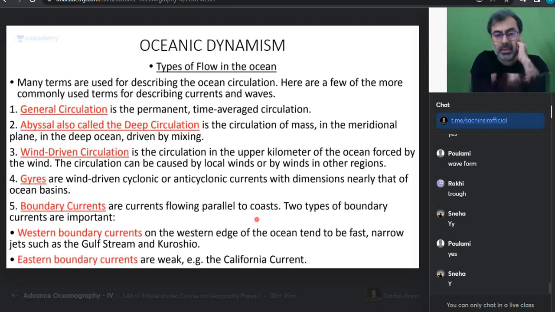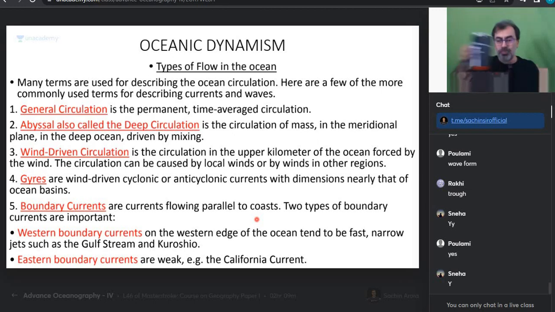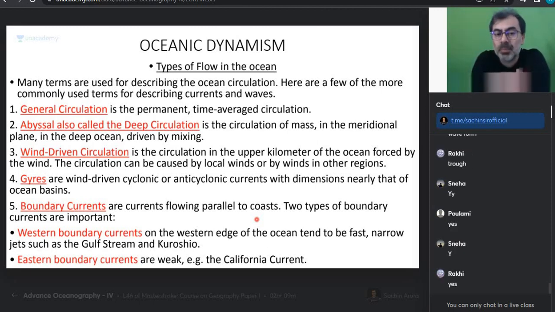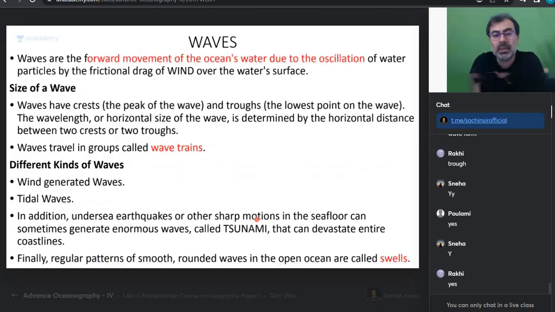Ocean dynamism, the waves and tides. Do we know all this? Types of flow of oceans. General circulations. Remember I told you the general circulation of the oceans? Abyssal, also called the deep sea circulation, have we done that? Wind-driven currents, have we done that? Gyres, have we done that? Boundary currents, on the boundary. Remember deep sea also we did that, west boundary current, east boundary current. This is all done in currents chapter.